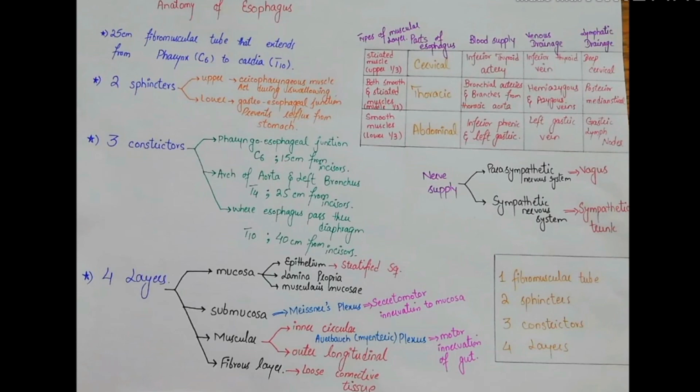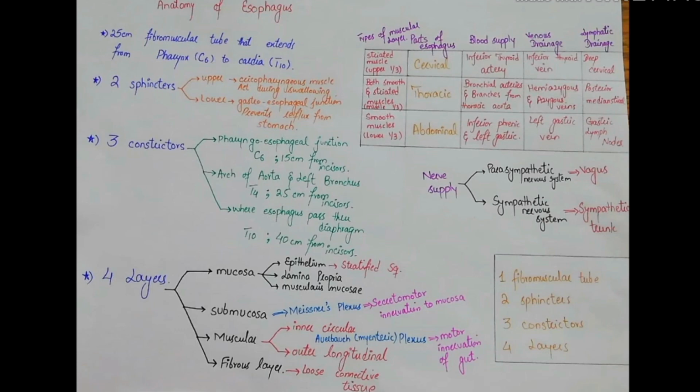Now comes the thoracic part. The thoracic part is supplied by bronchial arteries and branches from the thoracic aorta, and it is drained by the venous system, that is the hemiazygous and azygous veins. The thoracic part has lymphatic drainage into the posterior mediastinal lymph nodes.